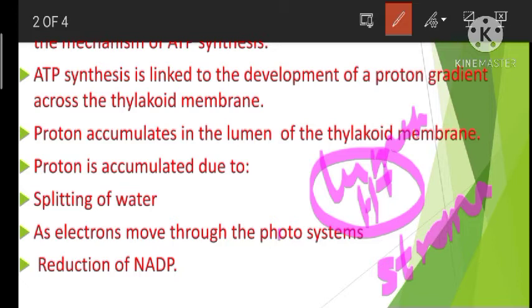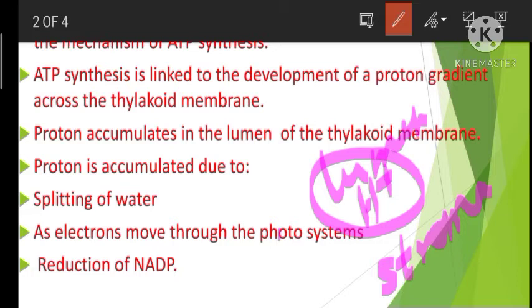So when more and more protons accumulate inside the lumen than the stroma, then the proton gradient is created. How are the protons getting accumulated inside the lumen? One reason is the splitting of water that occurs on the inner surface of the thylakoid membrane. The splitting of water releases a large amount of hydrogen ions.